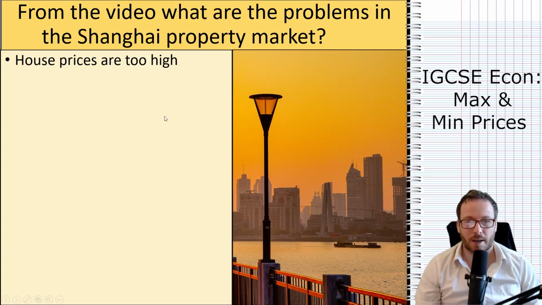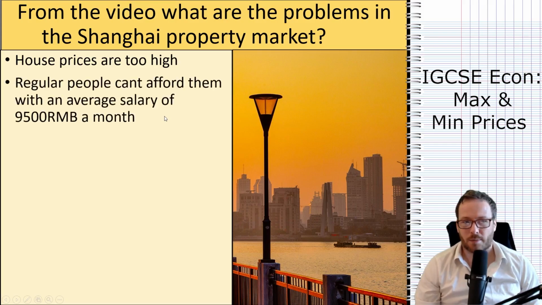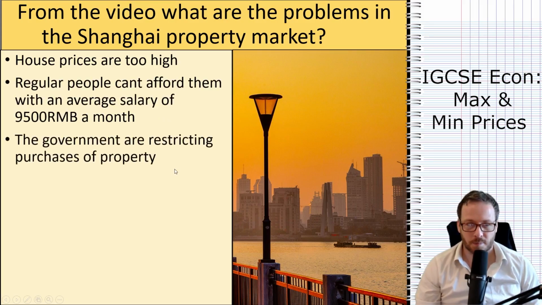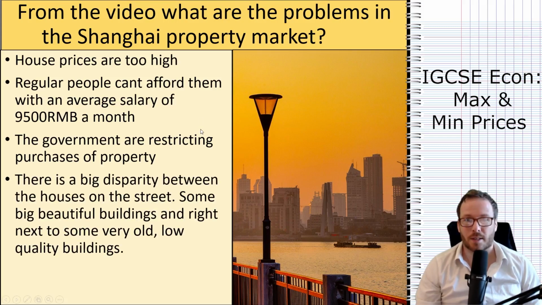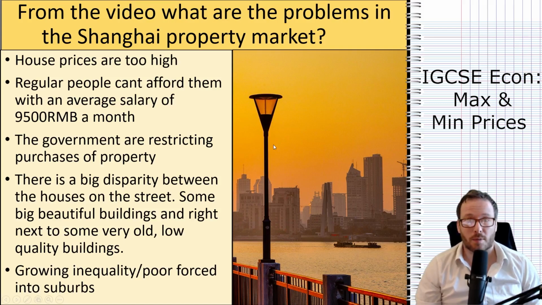So we've got super high house prices. Regular people with an average salary of 9 to 10K can't afford them. The government are restricting property purchases. They're trying to stop people from buying lots of properties, leaving them empty, manipulating the market, waiting for the prices to appreciate. And there's a huge disparity, like an income gap. You can see the income to house price ratio. These are challenging times when growth is so rampant.